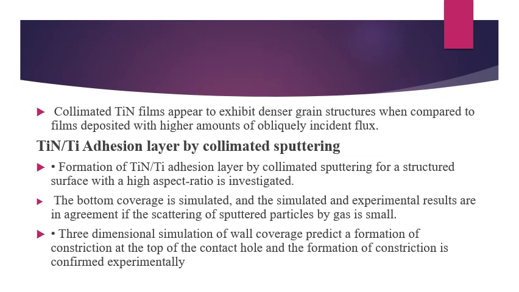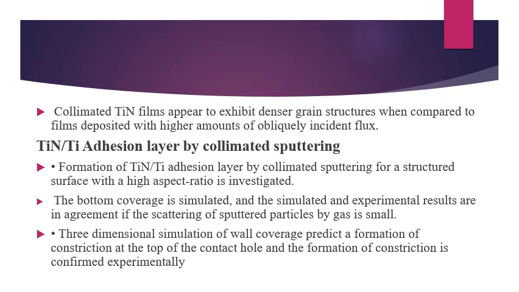Collimated titanium nitride film appears to exhibit a denser grain structure when compared to film deposited with a higher amount of obliquely incident flux. Titanium nitride and titanium adhesion layer by collimated sputtering. Formation of a titanium nitride and titanium adhesion layer by collimated sputtering for a structure surface with a high aspect ratio is investigated. The bottom coverage is simulated, and simulated and experimental results are in agreement if the scattering of sputtered particles by the gas is small.